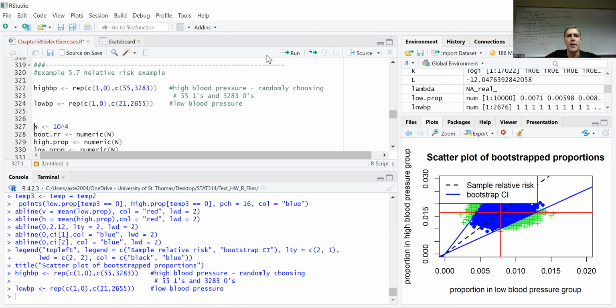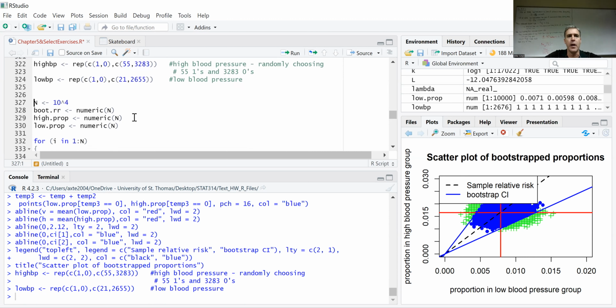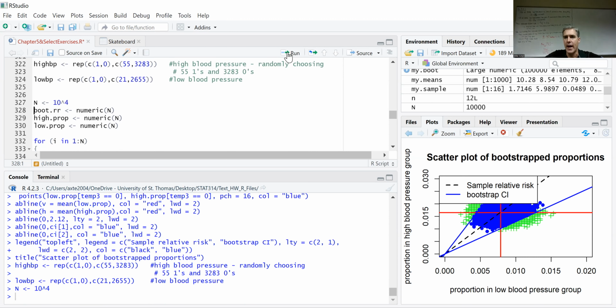Okay. Now I'm going to set up my bootstrap distribution. I'm going to run it 10 to the 4 times. I'm going to have 3 new vectors. I'll explain why as we get there, but I'm going to have the boot vector, boot.rr, for the boot ratio, a high proportion vector and a low proportion vector, all of length 10 to the 4th.